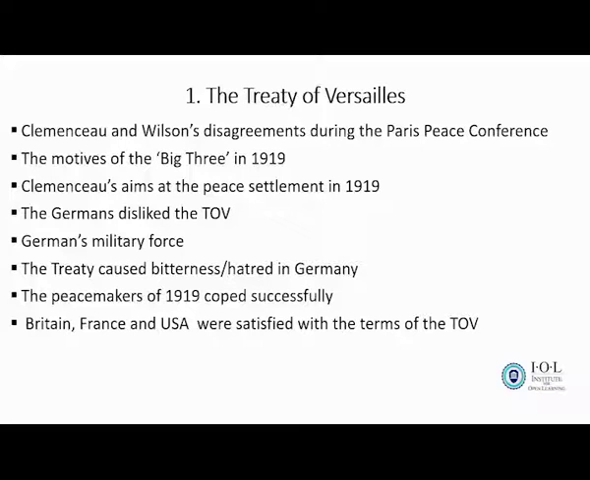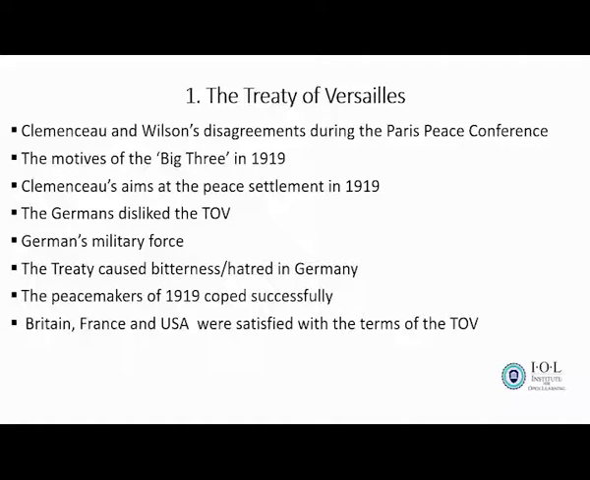First of all, we have the Treaty of Versailles. We want to go through Clemenceau and Wilson's disagreement during the peace conference, and then the motives of the Big Three in 1919, as we know that this Big Three met in 1919 in Paris to sign the treaty. And then we are going through Clemenceau's aims at the peace settlements in 1919 and how the Germans disliked the TOV, and here we have the German military force.